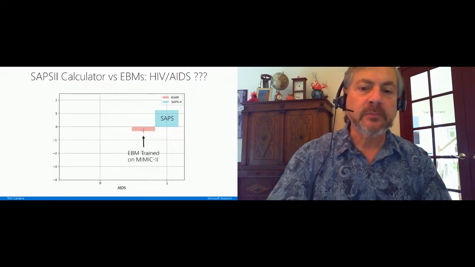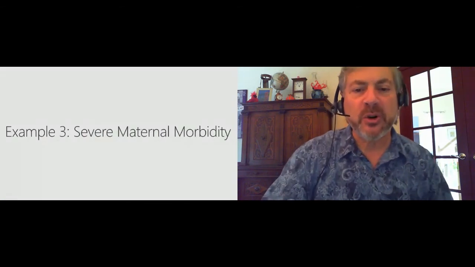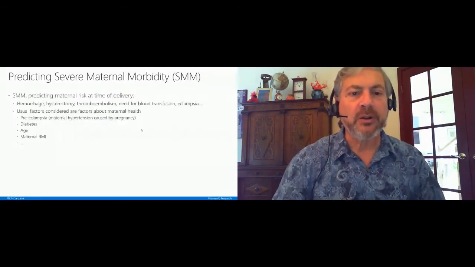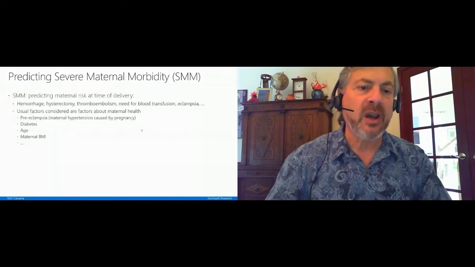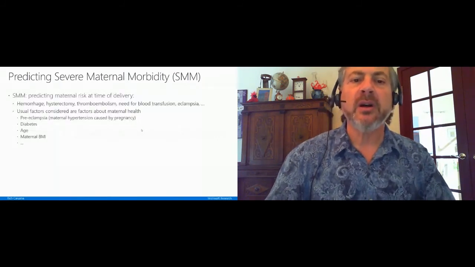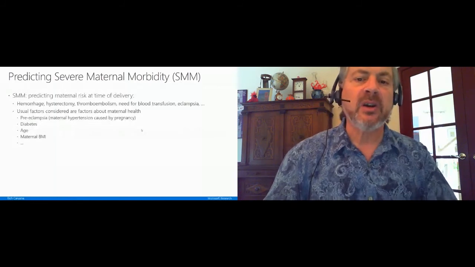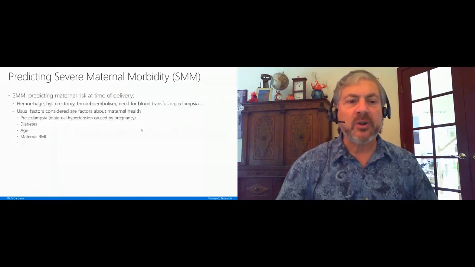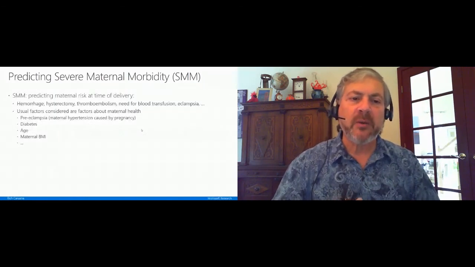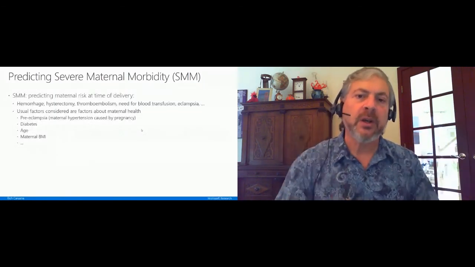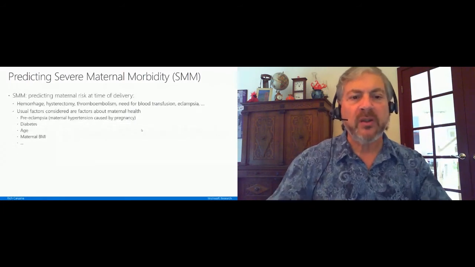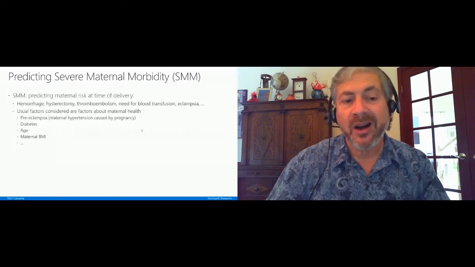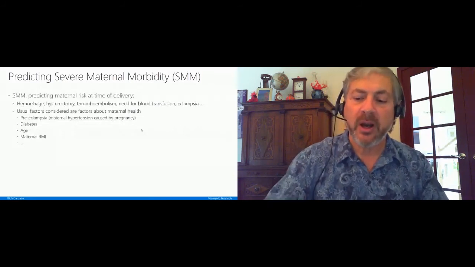Let me talk about severe maternal morbidity. This means that something bad has happened to the mother during delivery. Say the mother has a hemorrhage, needs a hysterectomy, has an embolism, needs a severe blood transfusion, things like that. And the usual factors that an obstetrician will tell you are factors about the mother that make her higher risk for severe maternal morbidity. This would be things like maternal hypertension, maternal diabetes, high maternal age, high maternal BMI.